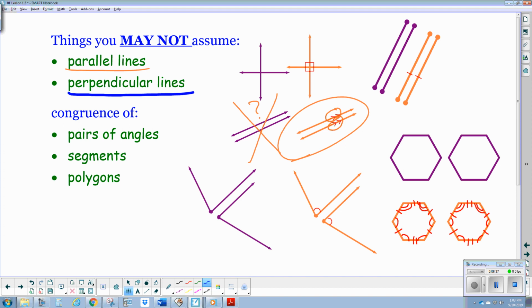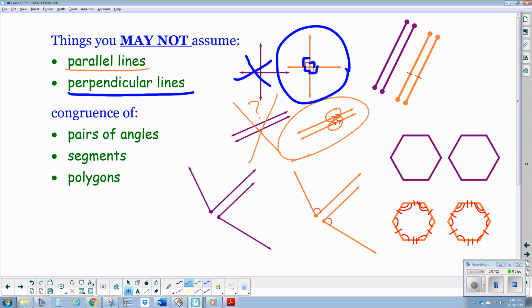Okay, what about perpendicular lines? Which lines do we know are perpendicular? We know that these lines are perpendicular because they have the markings. Each angle, and you really only need one angle, but here we have perpendicular markings at all 4 of the angles. This one has no perpendicular markings, so we don't know that those are perpendicular.